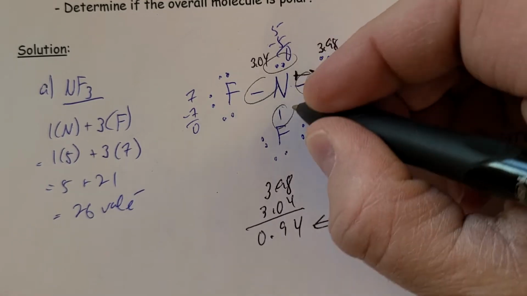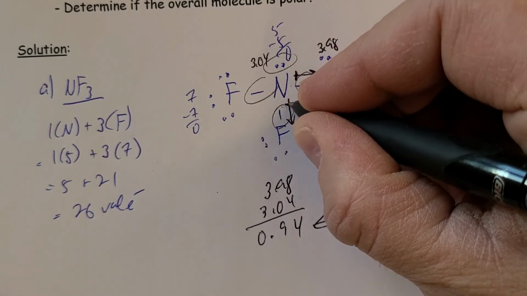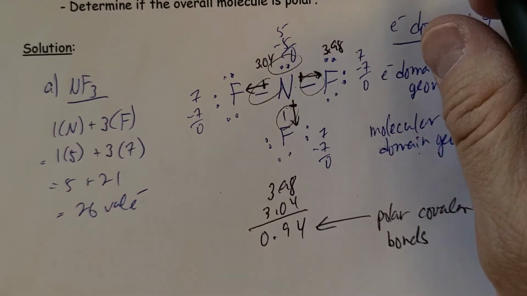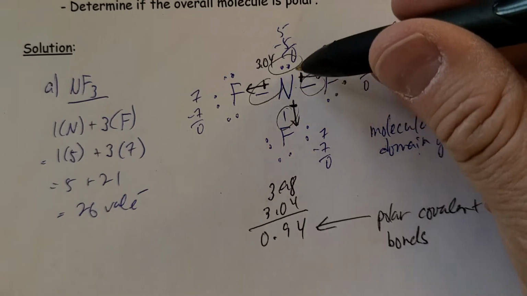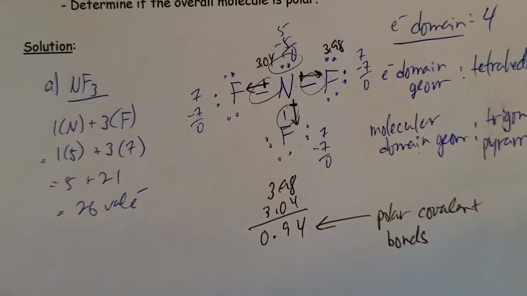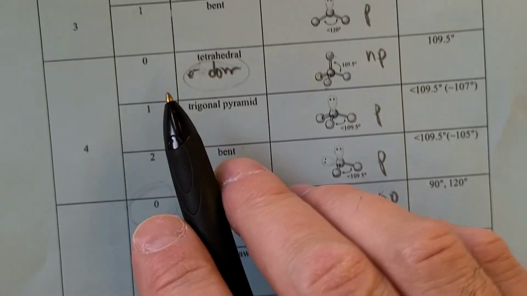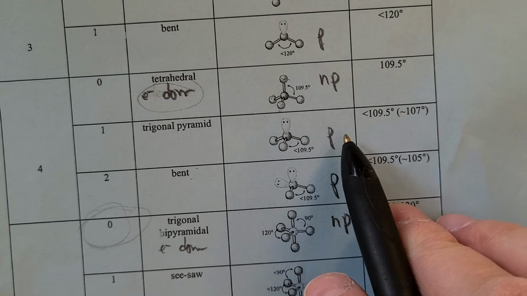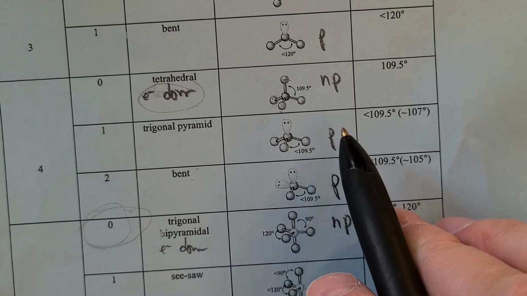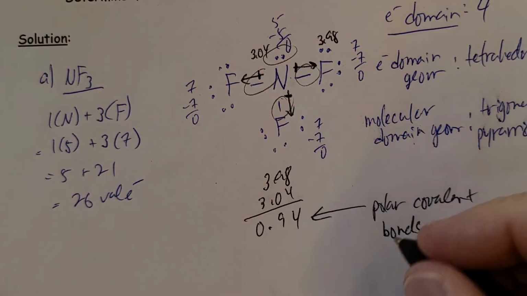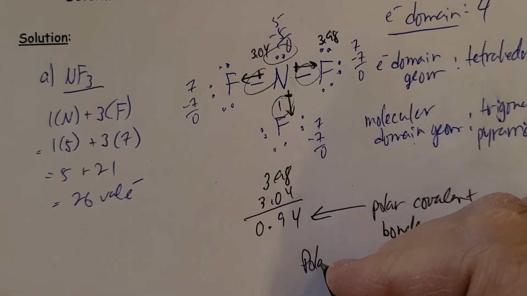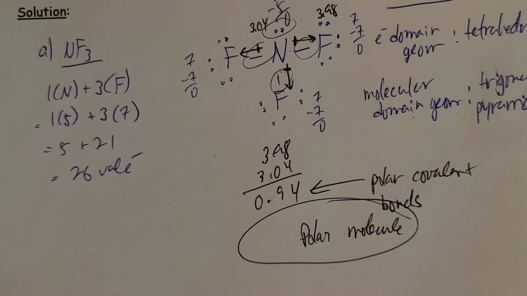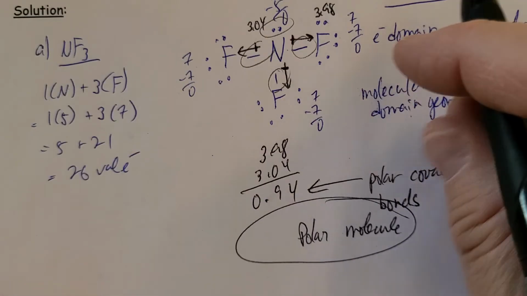1, 2, 3. Polar covalent bonds pulling in every direction. So what we need to do is see, do these cancel each other out? Let's see, do they cancel each other out? So there is 1 non-bond. And oh no, they don't, because there's a downward pull in every direction, so it will be a polar molecule. So we'll be polar overall because they don't cancel each other out.